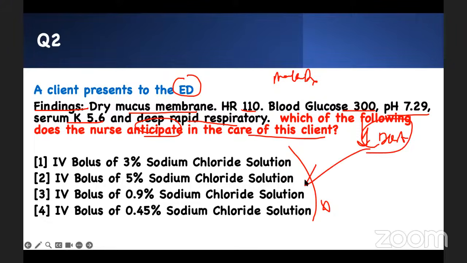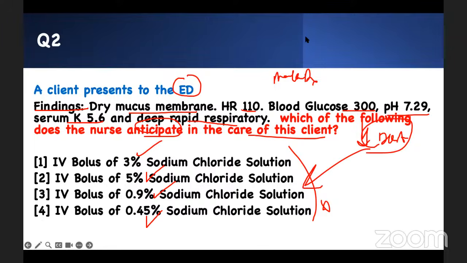If that's the problem, how do you treat it? 3% normal saline, 5% normal saline, 0.9% normal saline, 0.45% normal saline. Think about it. What do you want to give this patient? The patient is dehydrated. What fluid will you choose to give that patient? Think about it. You see, the question is not hard.